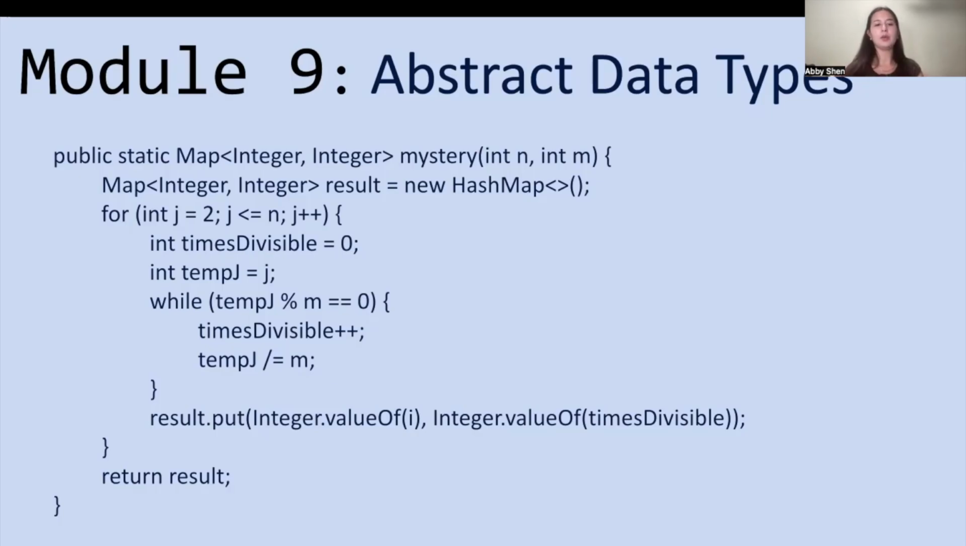Once we find that value, then we put into our hash map the key, which is Integer.valueOf(i). Remember, we have to convert i to be an Integer, capital I, instead of just an int. That's because the hash map can only take in objects. So that'll be the key. And then for the value, we do the same thing where we say Integer.valueOf, and we take that timesDivisible number. So then do that iteration, and at the end, you'll have that result.